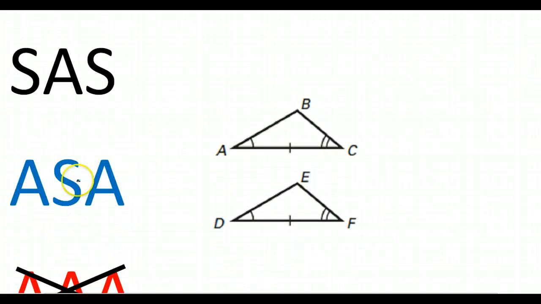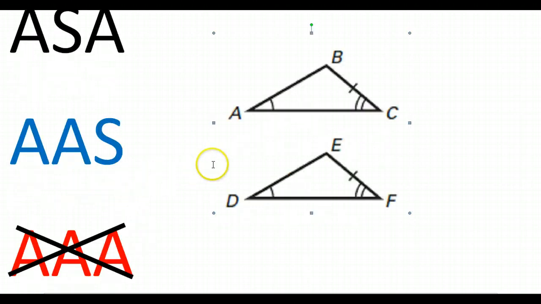Well, let's see. I said it wouldn't work if the side was not in between them. That wouldn't be angle, side, angle. And that's true. It wouldn't be angle, side, angle, but maybe it would be another postulate that would also work. Let's take a look. Okay, well, here is what this would look like. Angle, angle, side. That would mean two angles in a row, and then the side that's not between them. That's why it's off to the side like this.